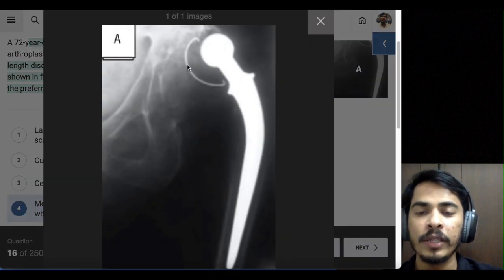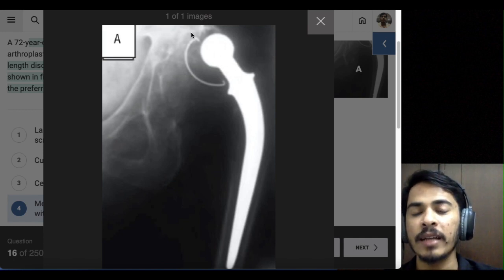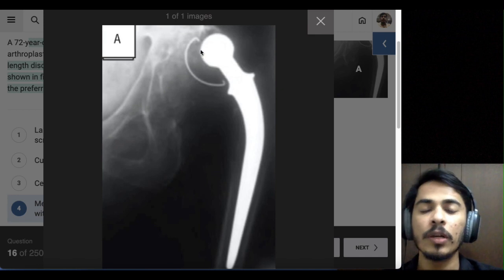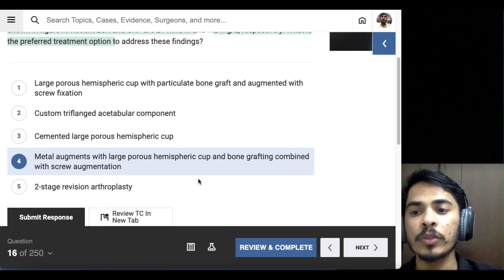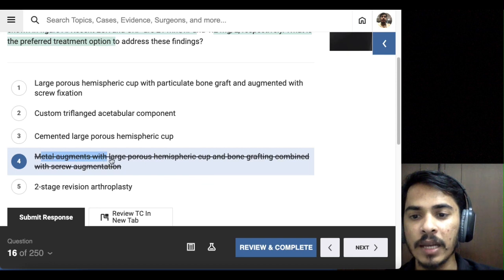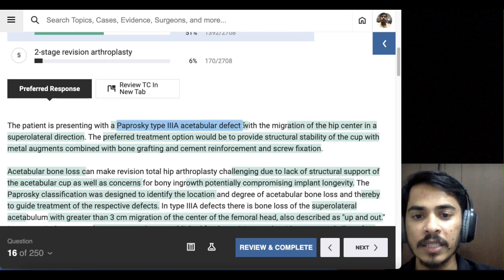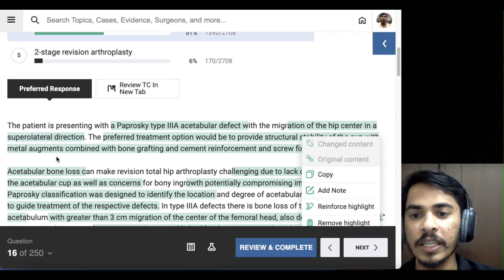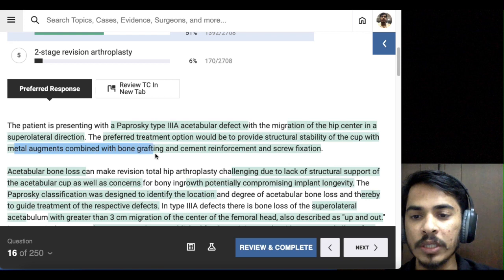From the image itself, we can understand that there is too much bone loss in the supralateral aspect of the acetabulum. So we have to understand that this is a type 3A Paprosky classification. Type 3A Paprosky is treated with metal augments with a large porous coated hemispheric cup and bone grafting combined with screw augmentation. This is a type 3A acetabular defect with migration of the hip center in a supralateral direction. The preferred treatment is to provide structural stability with the cup, with metal augments combined with bone grafting, cement reinforcement and screw fixation.